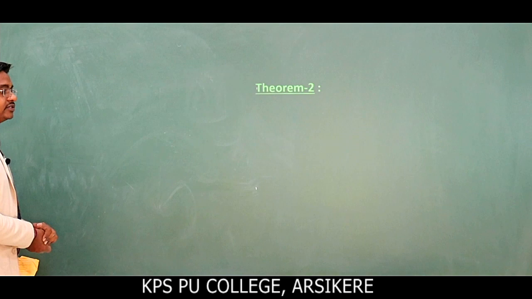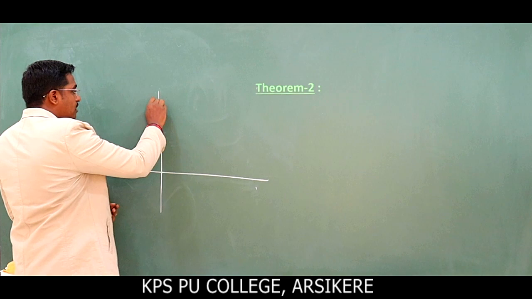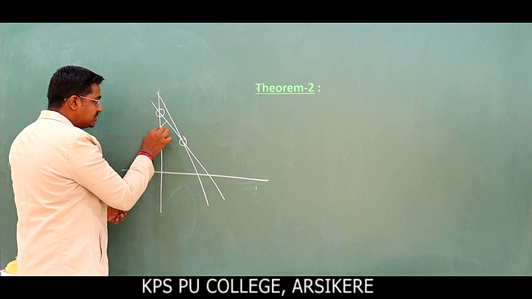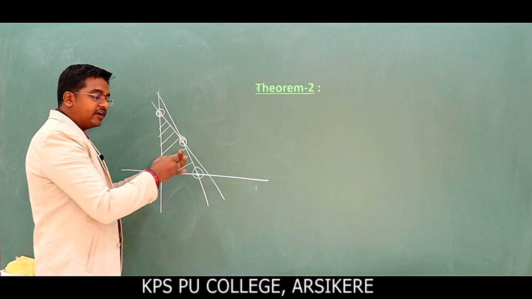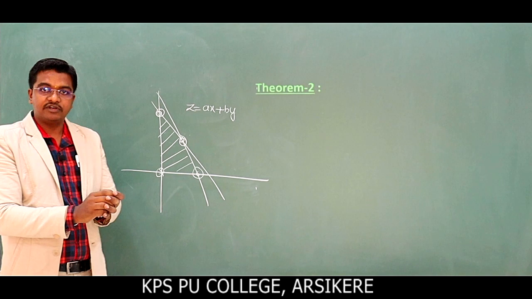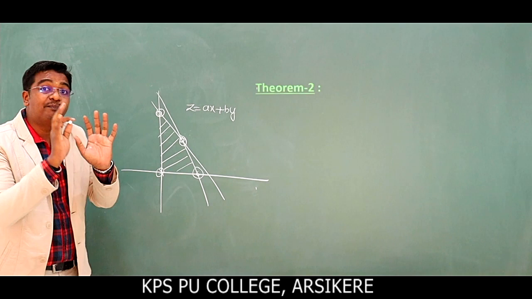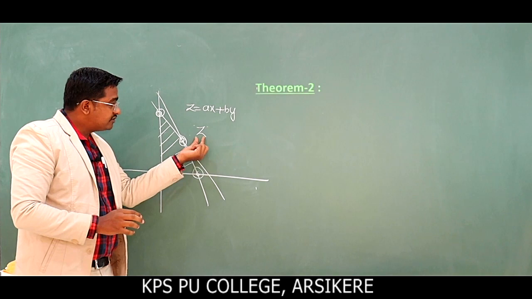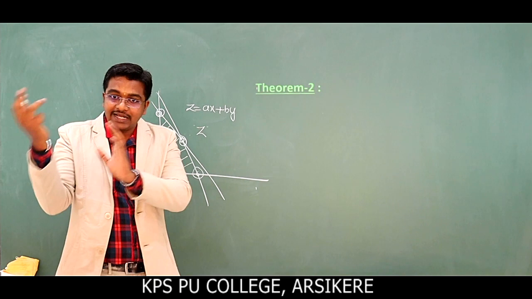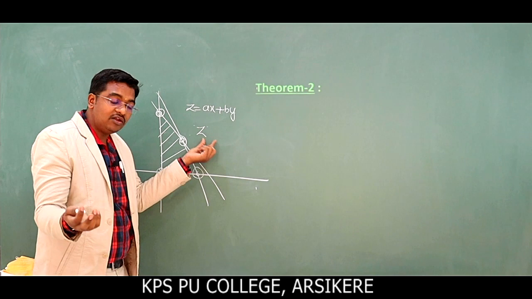Theorem 2 again is very simple. Here we have the feasible region, and these are the corner points. And z is equal to ax plus by, we already defined, be an objective function. Suppose this region is bounded. Clear? It is bounded as it has a definite boundary. So when this region is bounded, then the objective function has both a maximum and a minimum value. It has both maximum as well as minimum value, and these maximum or minimum values must occur at a corner point of the feasible region.